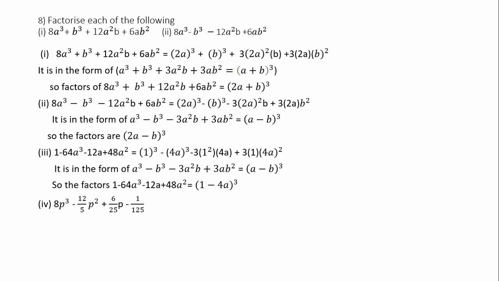Next one, eighth Roman. Factorize the following. You are given four sums. I have done three sums and one sum I left over for you to do. So let me explain.